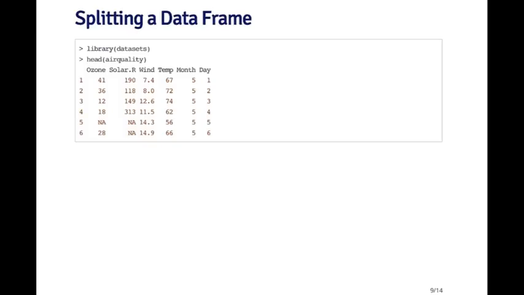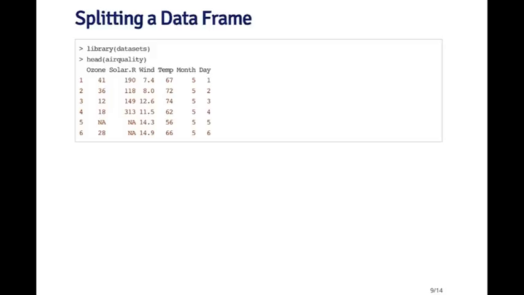But the nice thing about using the split function is that it can be used to split much more complicated types of objects. So, for example, here I've got a data frame. I'm loading the datasets package, and I'm looking at the air quality data frame from the datasets package. So you can see this is the first 6 rows of this data frame. I think there's about 100 some rows in total in this data frame.